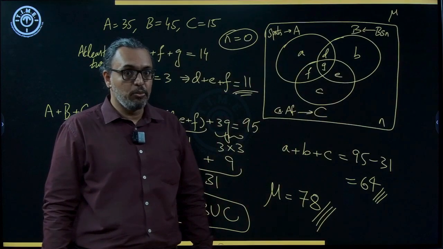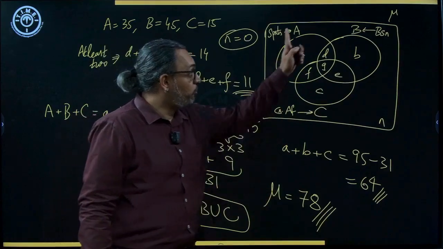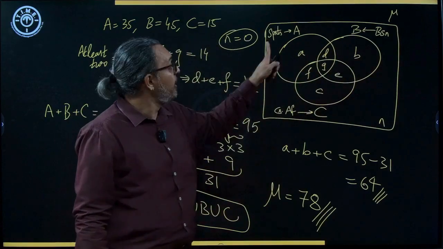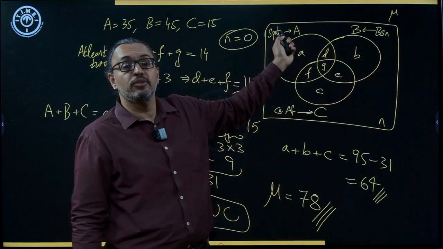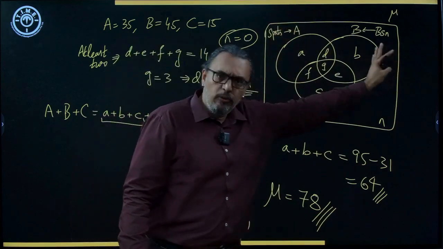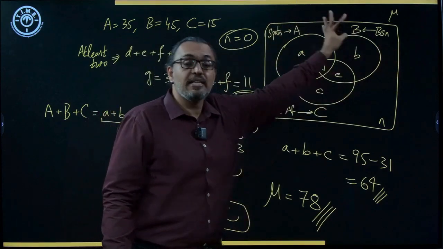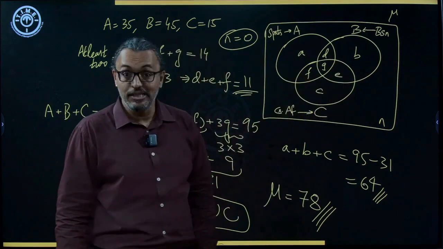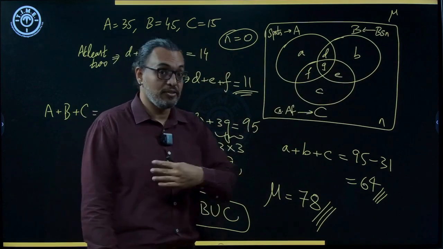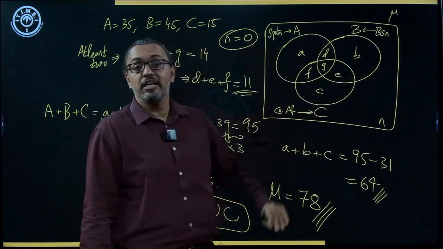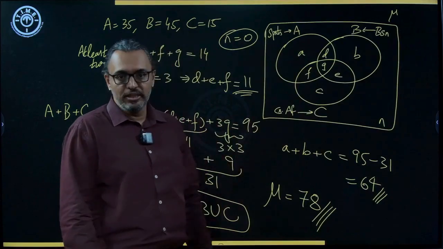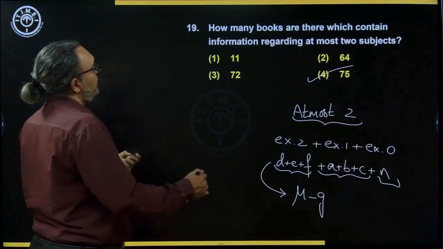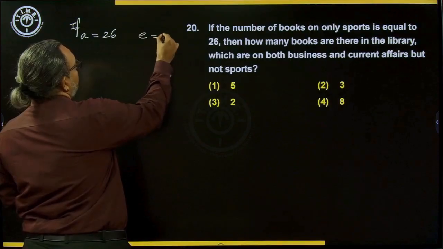Are you understanding the point here? Okay. So both business and current affairs, but not sports. So go circle after circle. Business and current affairs, and is intersection. What is the common region? G and E. But at the same time, he says not sports. So G is coming inside sports also. You remove it. E value he is asking. Okay. So what is E value?